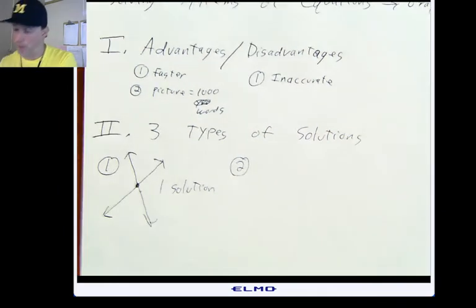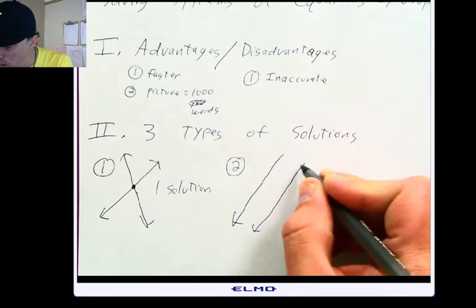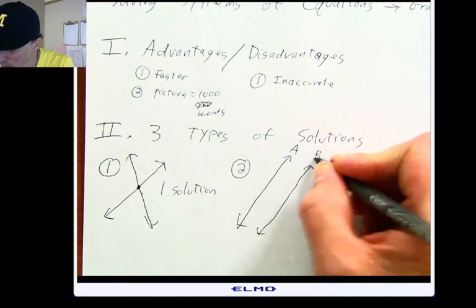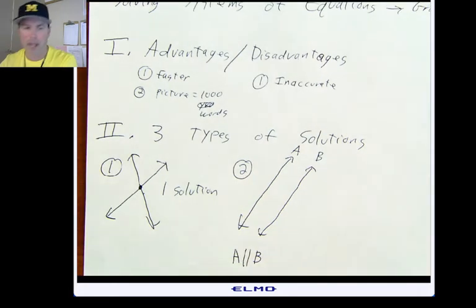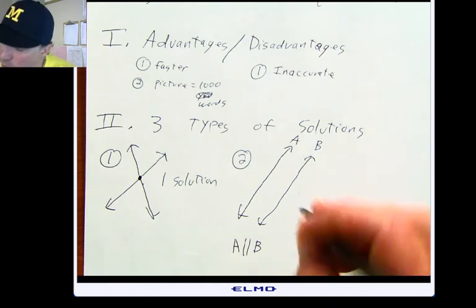Second situation, well, what happens if the lines are parallel? I have line A here, line B here, and it tells us that A is parallel to B. Remember your geometry, everybody? Parallel. All right, well, if they're parallel, when will they intersect? Definition of parallel, never intersecting lines. Well, if they never intersect, there would be no solution.